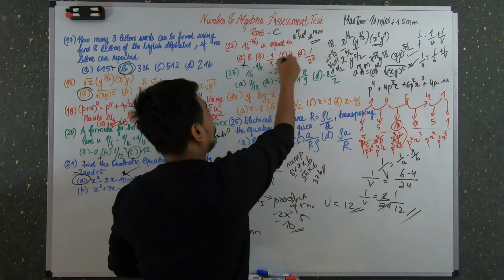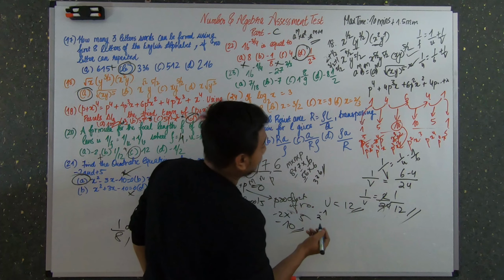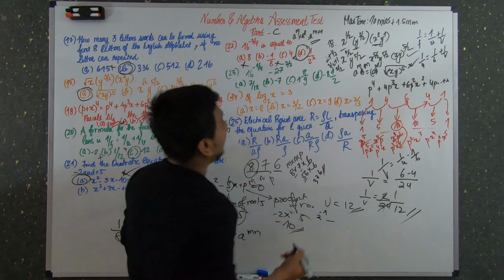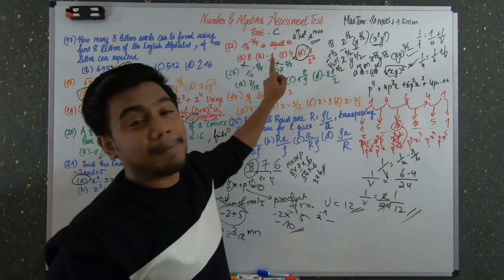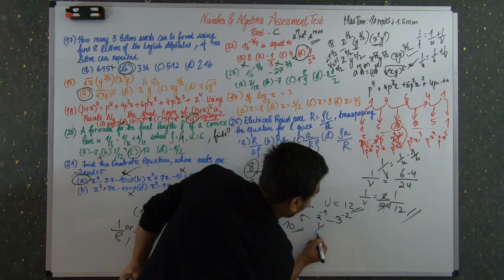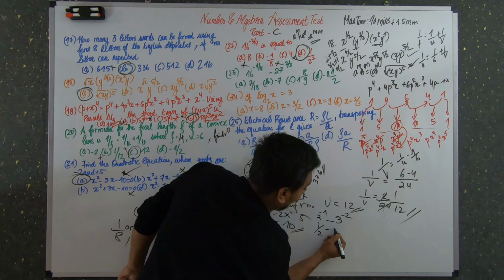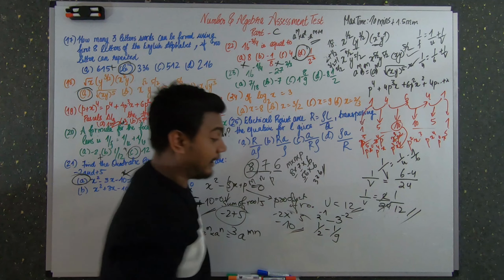So the next problem, 16 raised to -1 by 4. 16 raised to -1 by 4 is what? 2 raised to 4 into -1 by 4. That is 2 raised to -1. Right? Again, 27 raised to -2 by 3. 27 is what? Again, take the factors of it. 3 cube it is, right? So you can write this as 3 raised to -2. What is it? 1 by 2 minus 1 by 3 square. Right? That is what? 1 by 9.